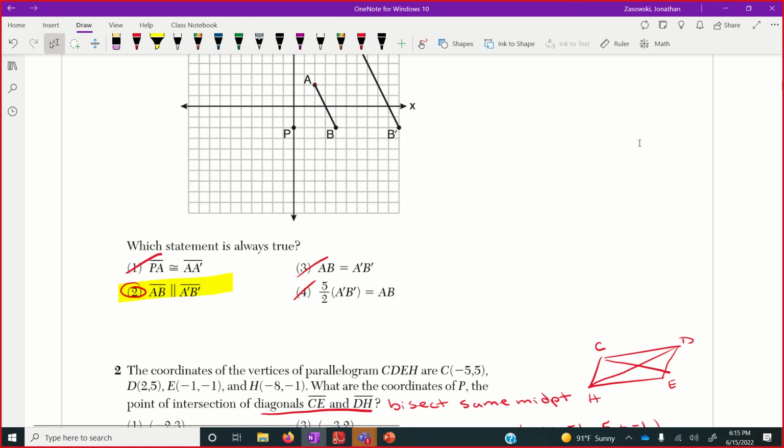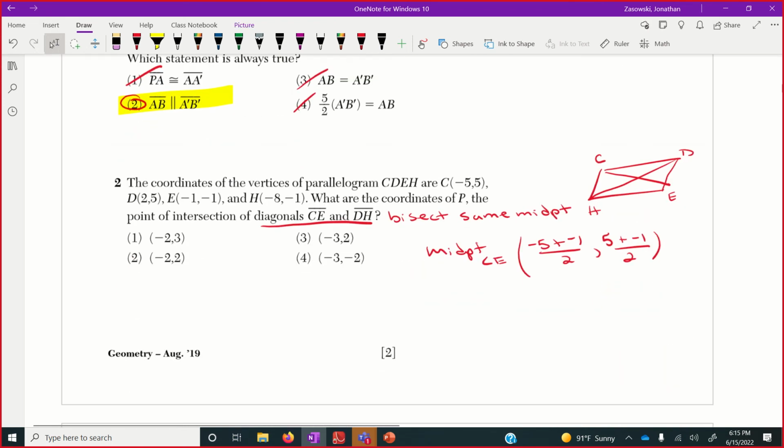All right, let's get back to it. So -5 plus -1 is -6, divided by 2 is going to be -3. And then 5 plus -1 is 4, divided by 2 is just 2. So the point is going to be (-3, 2), and that is choice 3.